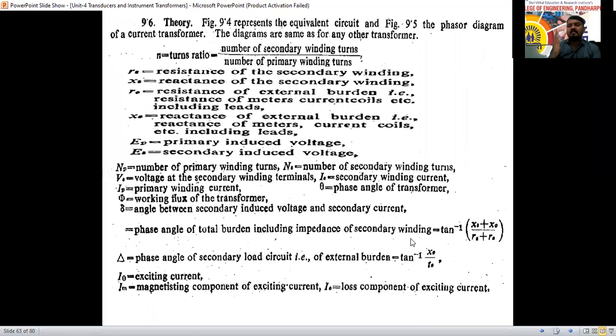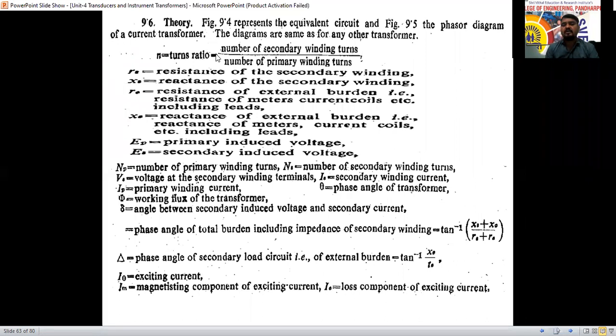No. For the current transformer, it is secondary to the primary winding. For the CT, it is secondary to the primary. For the PT, it is primary to secondary. Okay. So that one only. I am going to show one phasor diagram here now and one circuit diagram based on that.